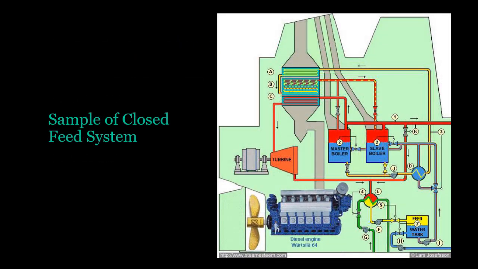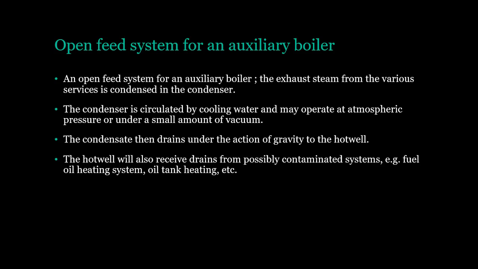Sample of closed feed system. An open feed system for an auxiliary boiler. The exhaust steam from the various services is condensed in the condenser. The condenser is circulated by cooling water and may operate at atmospheric pressure or under a small amount of vacuum. The condensate then drains under the action of gravity to the hot well. The hot well will also receive drains from possibly contaminated systems, e.g. fuel oil heating system, oil tank heating, etc.